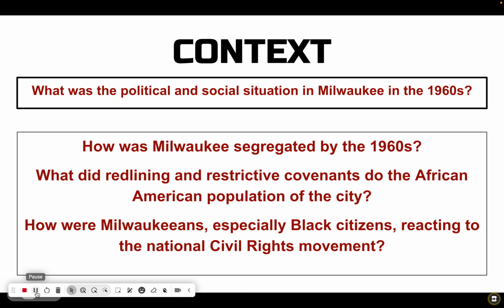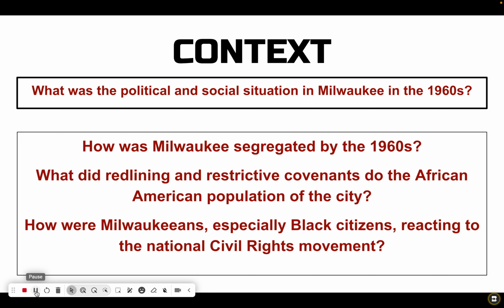So for each bucket, as you can see here, you're going to have a general question. That's sort of like your general overview question of that bucket. I need to find out what was the political and social situation in Milwaukee in the 1960s. That's my general question. Then I've got some more specific questions to help me answer that general question.